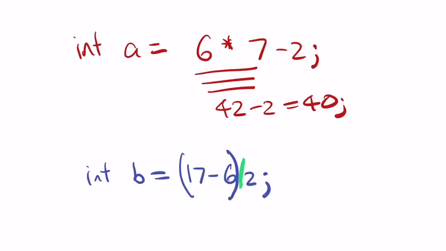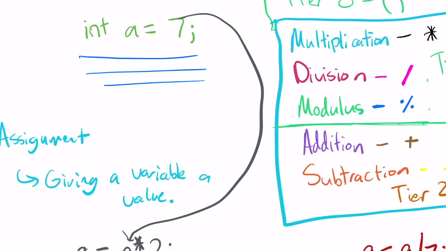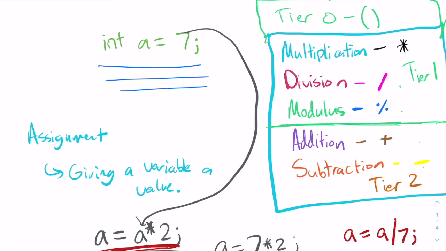So this will give us b is equal to 11 divided by 2, since 17 minus 6 will give you 11. And b is equal to 5, because we have to remember this gives you 5.5. Integer division truncates it. One important thing for doubles: all of these still apply for doubles, but with a few differences.